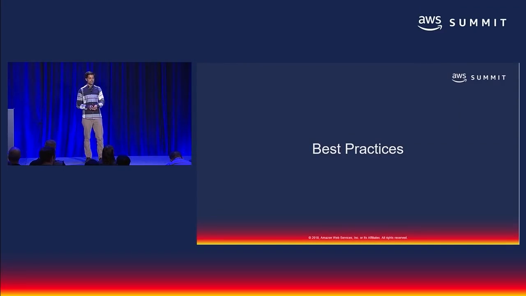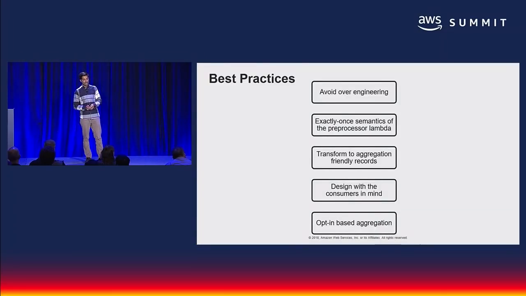So what are some of the best practices in this solution that we learned through building this system? Five things, right? So first, we learned quickly that we don't need to over-engineer. Keep it simple. Only implement the use cases that we need right now, and then make it extensible later on, which we did.